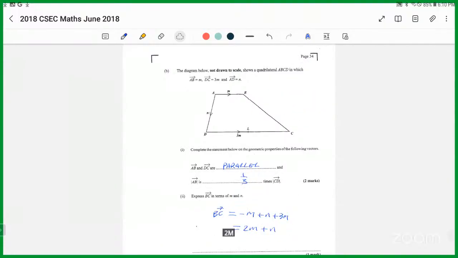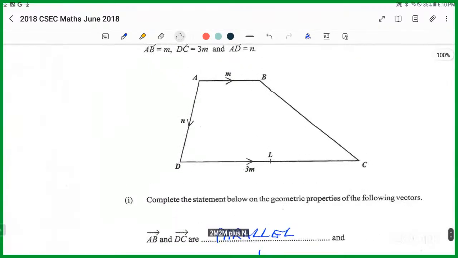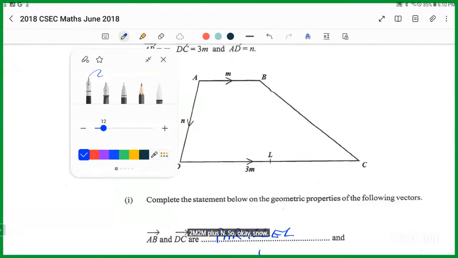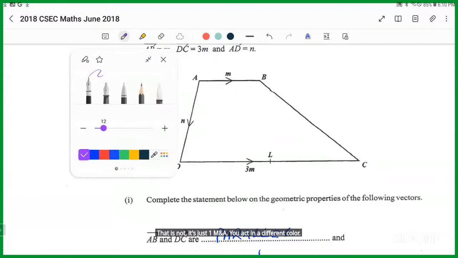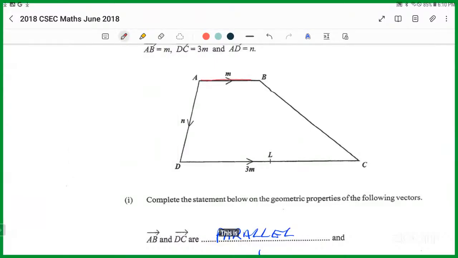2M plus N. See it here? So look at this now. This is 1M now. Let me draw it in a different color. This is 1M. We need 2 of them. Let me move 2 of them. This is 1 of it. I'm going to copy it, draw another one and move it again. That is 1 of it.